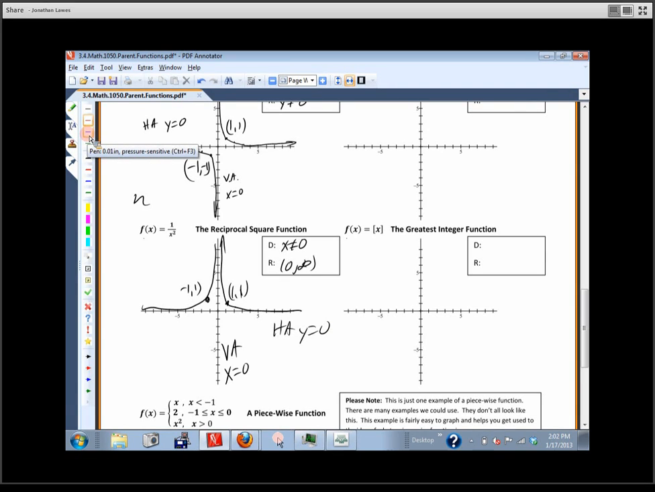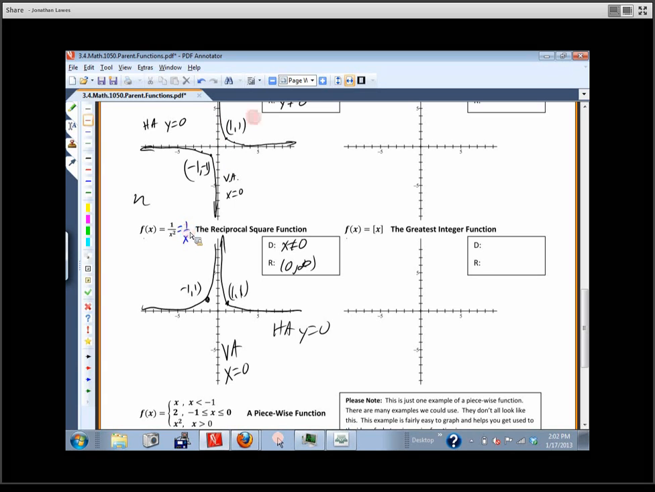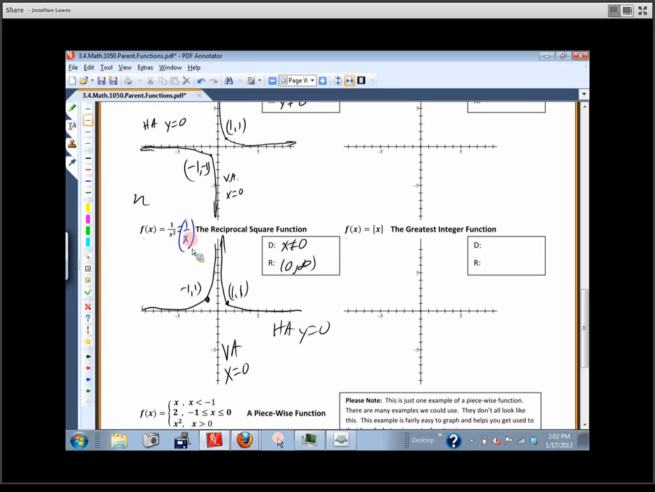So you can think for just a second. I'm going to rewrite this one as 1 over x. That graph right here. So it's going to have this basic shape. Isn't that the same thing? Are these two things the same?